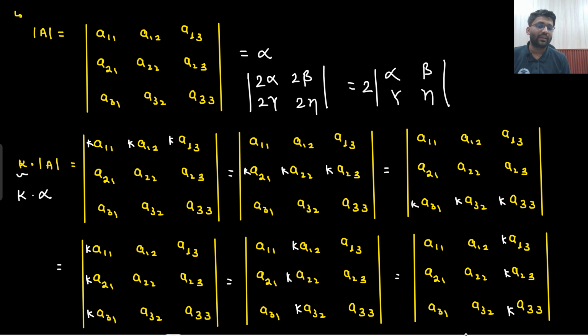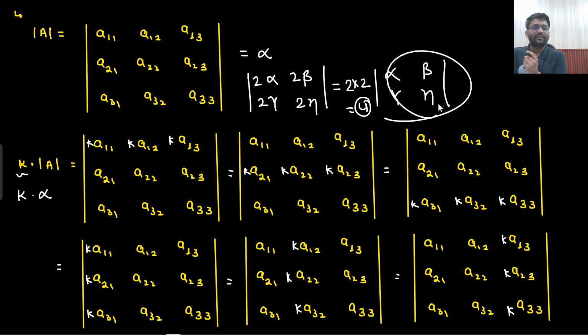Why is that so? Because I told you this constant value comes from one of the rows. So 2 came out from the first row, but it did not come out from the second row. If you take it out from the second row, then another 2 would come out. If this 2 also needs to come out, then 2 into 2 will be 4, so this will be 4 into this matrix. Is that understandable to you?